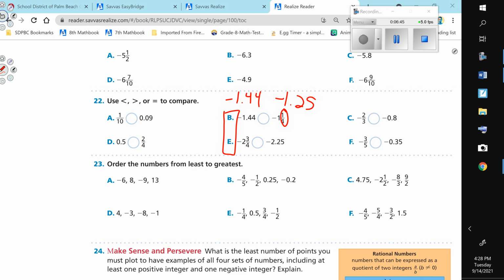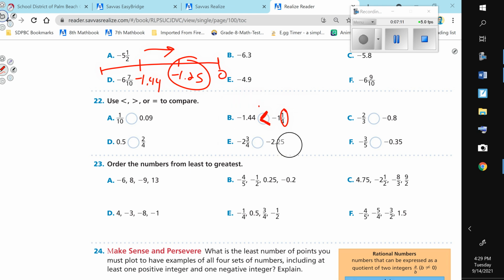And on a number line, which one's going to be closer to 0? Well, on a number line, if this is 0, negative 1.25 is going to be there, and then you're going to have negative 1.44. So this is on the right side, so that is going to be closer to 0. And it's because it's on the right side, closest to 0, that makes it larger. So that's the answer to B.